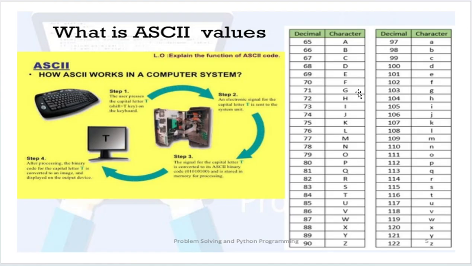As an example, I have listed here the corresponding ASCII values for each and every character. The first table represents the uppercase letters, the capital letters from A to Z, and their corresponding decimal values have been given over here. Likewise, the second table represents the ASCII values for the lowercase letters.